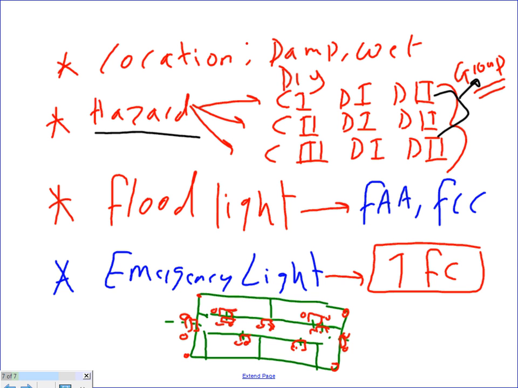Okay, so long story short, without getting into all these details, you are in a class 1 div 1 or div 2 location. You have to buy a fixture, like we're going to do next project, that's rated for it. Right on it says class 1 div 1 group A, B, C, D. A, B, C, D, E, F. E, F goes with a class 2, and A, B, C, D goes with a class 1 location.